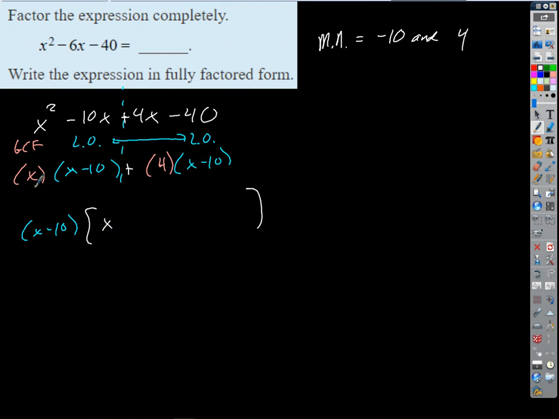X, whoops, plus 4. Right? Isn't that how it factors? X minus 10 times x plus 4. Right?